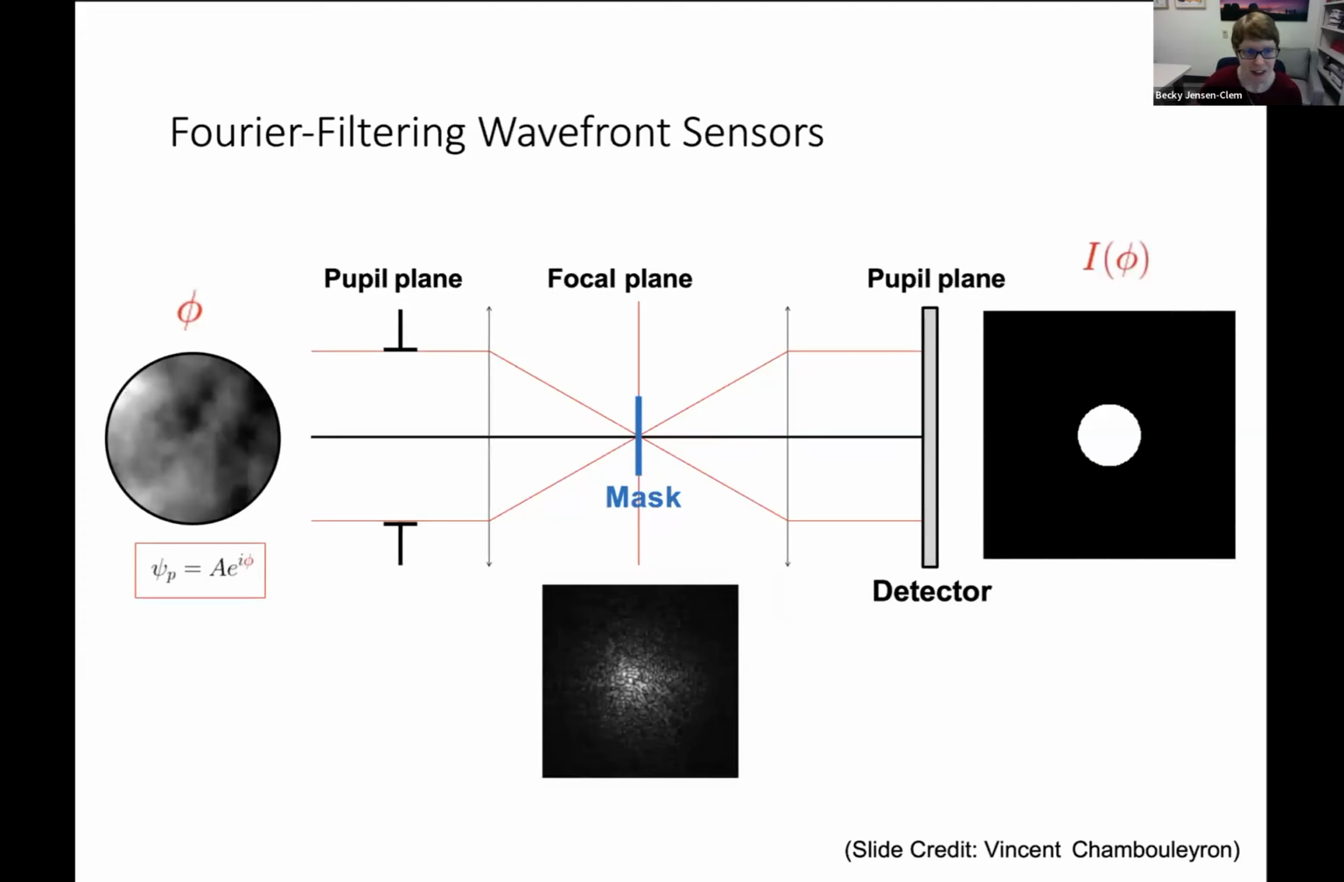Next I want to talk about a class of wavefront sensors called Fourier filtering. This is when you place some kind of amplitude or phase mask at the focal plane and you see what happens in the pupil plane.